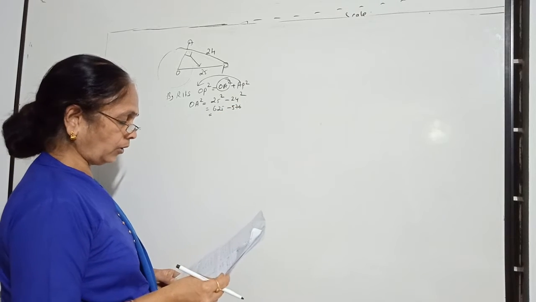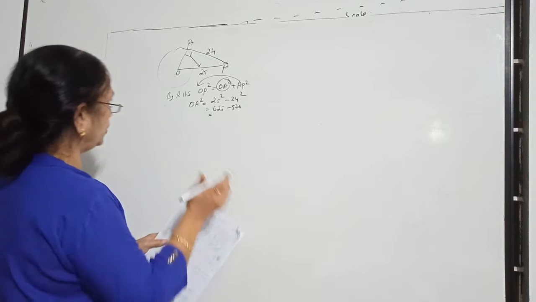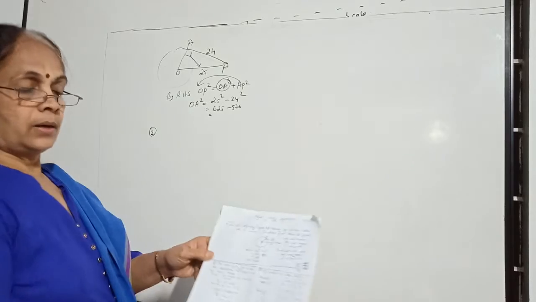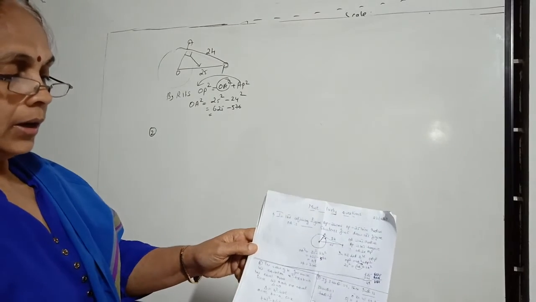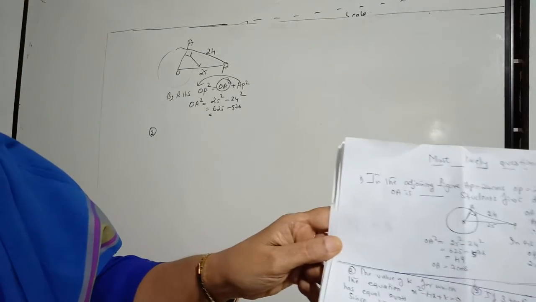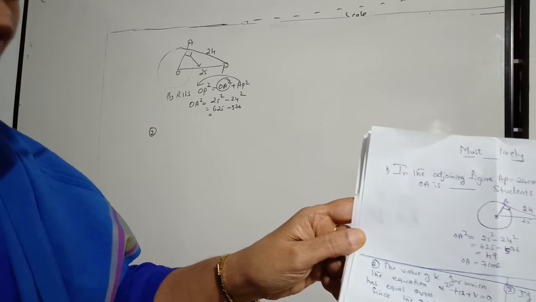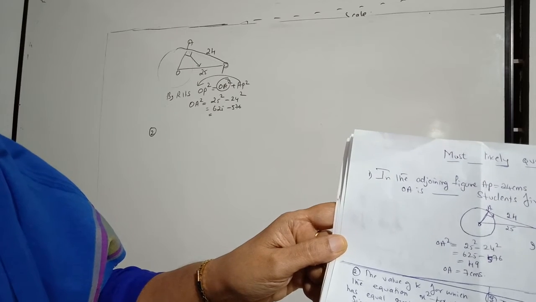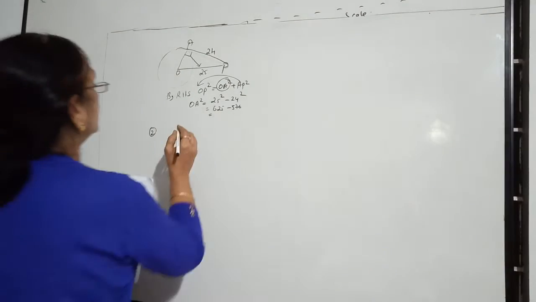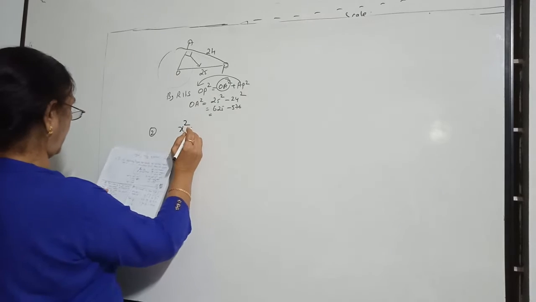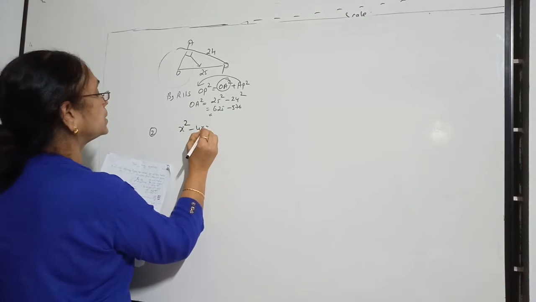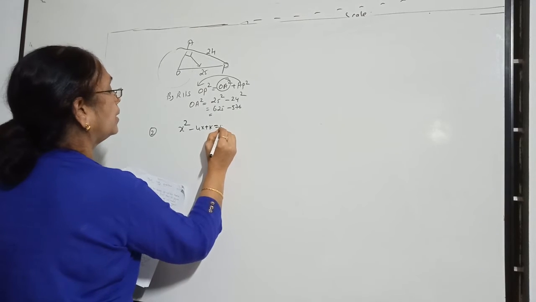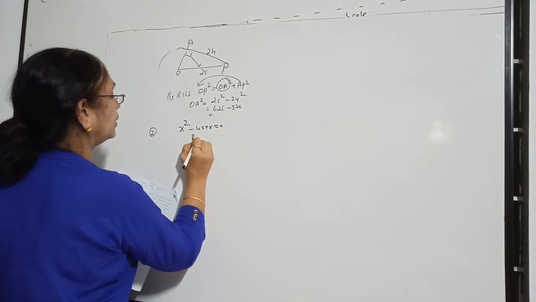Find the value of k for this equation. I think yesterday I have done this for all. Find the value of k. You can see the problem. Find the value of k for the equation x square minus 4x plus k is equal to 0, which has equal roots. So x square minus 4x plus k is the equation given, and it is telling that the roots are equal.